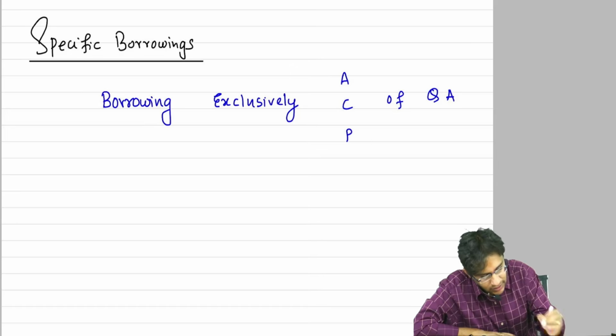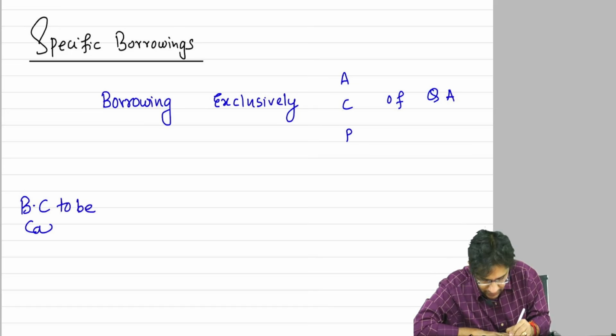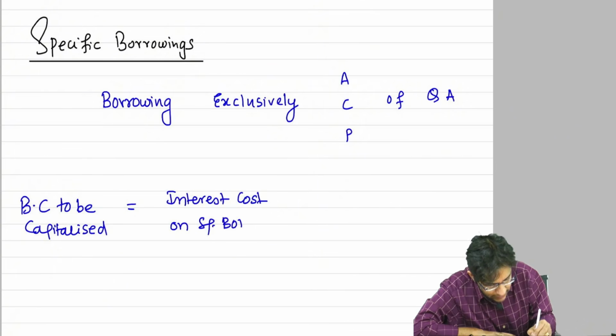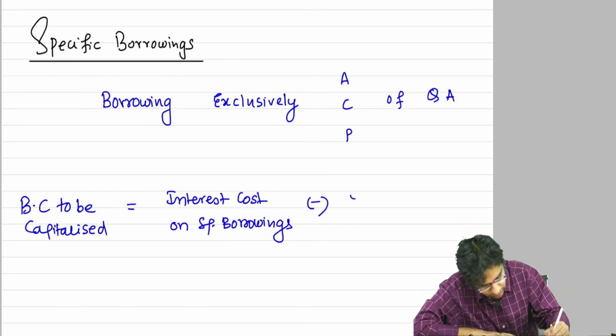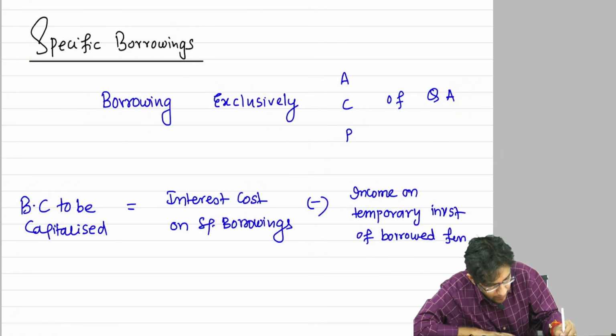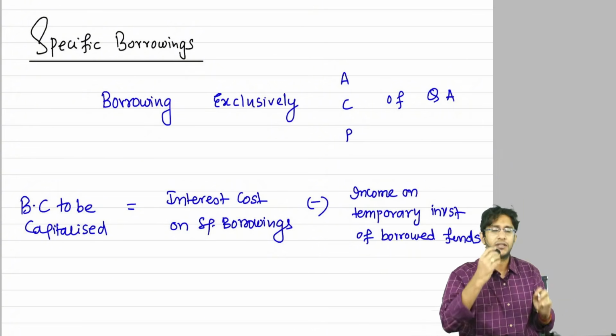Special is simple, sir. The standard says borrowing cost to be capitalized is equal to the actual interest cost on specific borrowings minus any income on temporary investment of borrowed funds. In net interest cost only you have to capitalize.